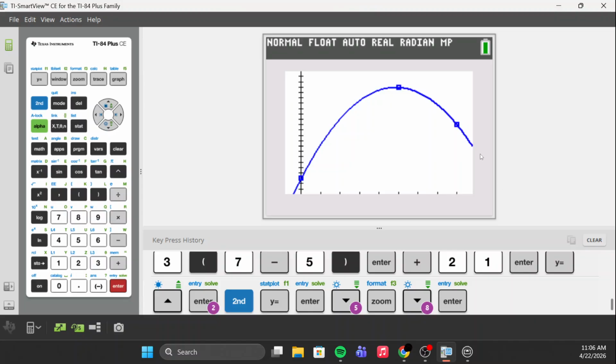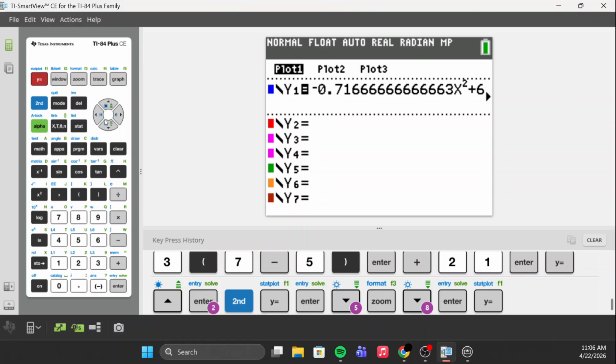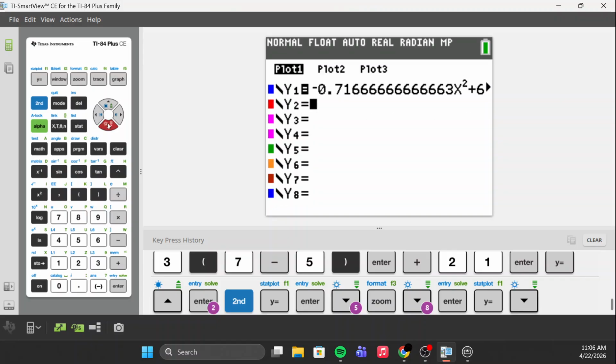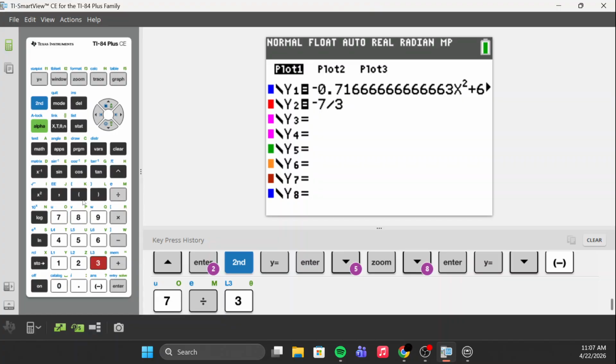You can tell when time is greater than 8, it's going down, it's concave down. My rate's going down. I could also type in the equation I got from part B. The slope was -7/3 times x minus 5 plus 21.